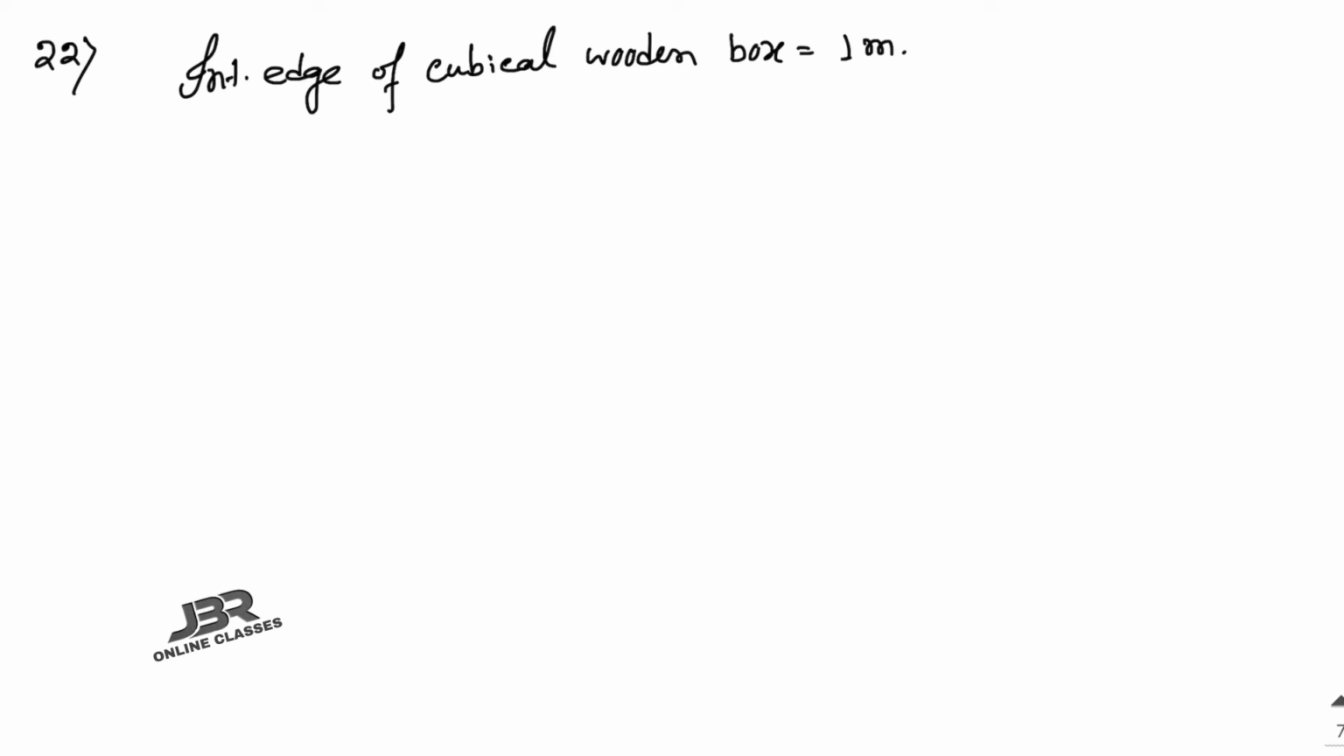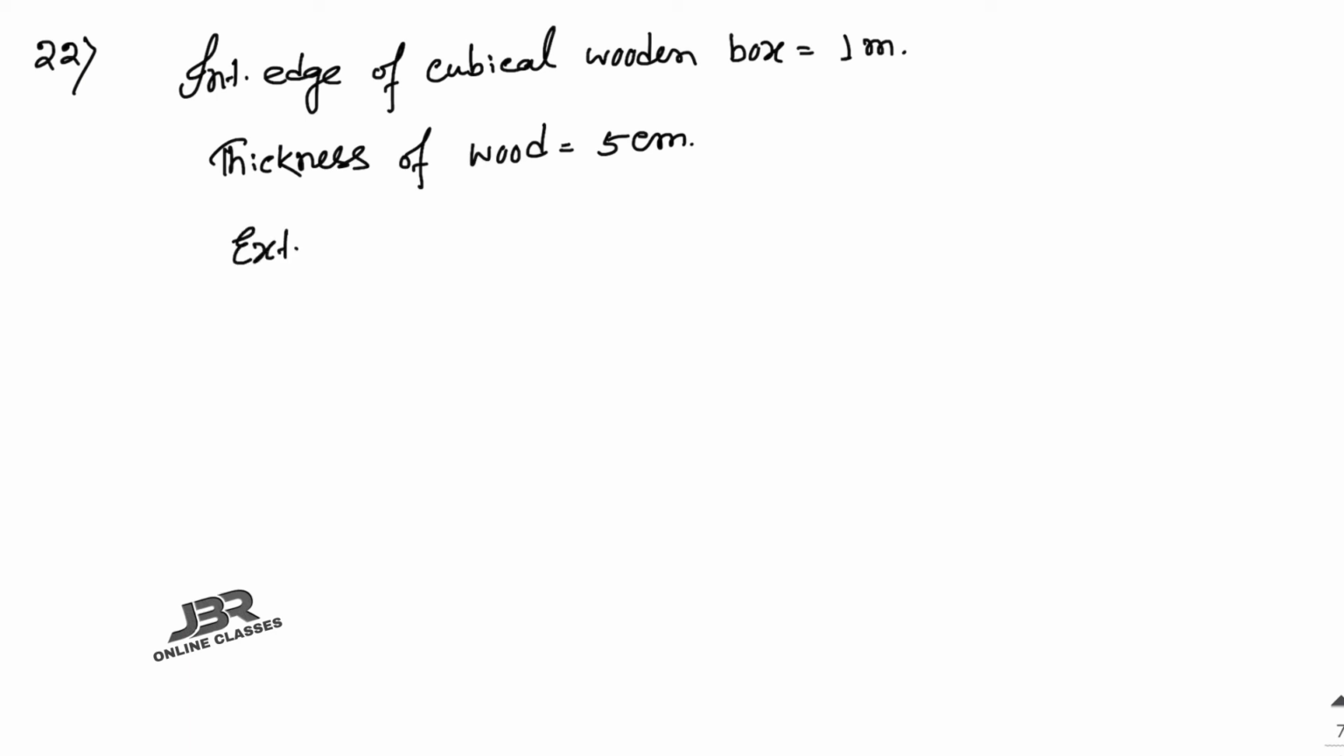So here sum number 22: a cubical wooden box of internal edge 1 meter is made of 5 centimeter thick wood. So the internal edge of the cubical wooden box equals 1 meter. Clear. Now next, thickness of wood, write down here 5 centimeter.